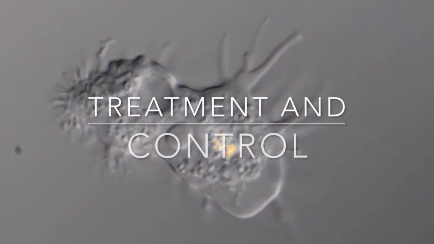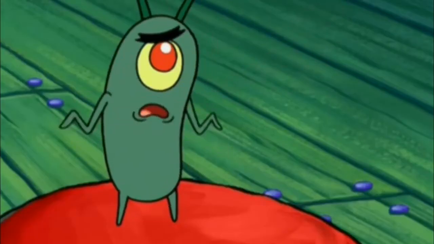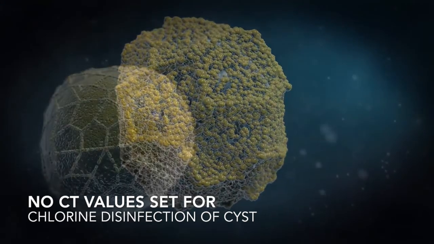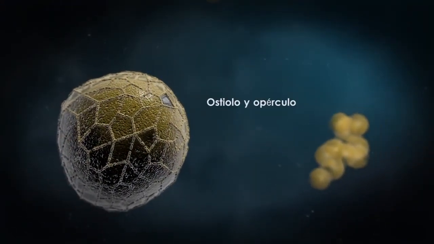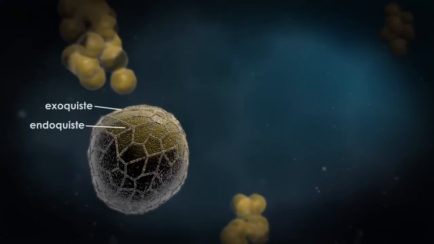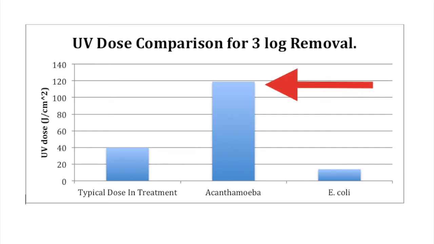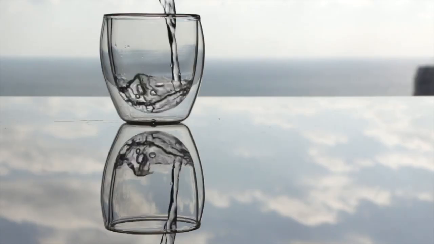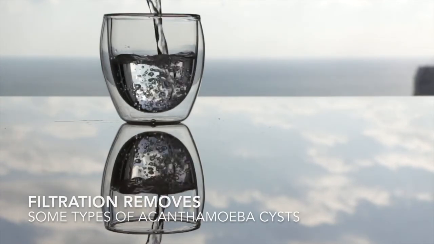Treatment and control options to prevent transmission via drinking water and wastewater are still not completely understood. The Acanthamoeba in the cyst stage is very resistant to inactivation by water disinfectants such as chlorine, bromine, and UV. Doses used in drinking water treatment methods would not be expected to eliminate the Acanthamoeba. The good news is the cysts in some Acanthamoebas are large enough to be removed by filtration.